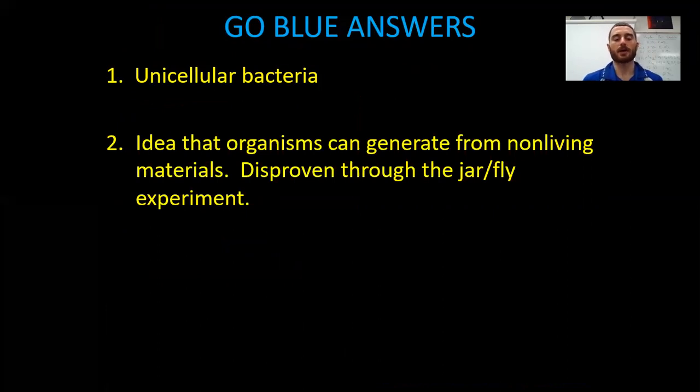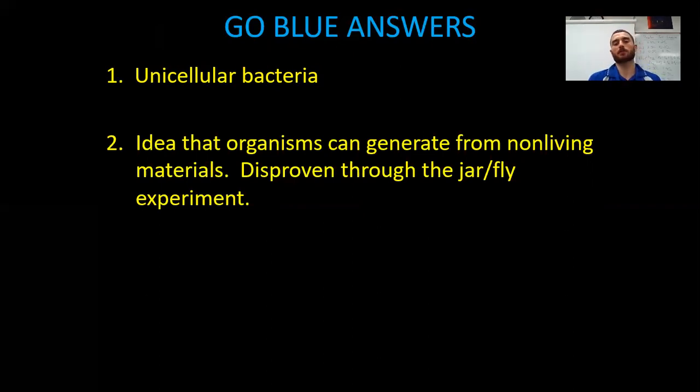Then we have spontaneous generation, which was disproven. It's the idea that organisms can simply appear from thin air. They can come from non-living materials, so living things can come from just random objects. That is not the case. I can't pull a rabbit out of a hat. I can't take food and make it into an animal. I can't take dirt and make it into an animal, right?